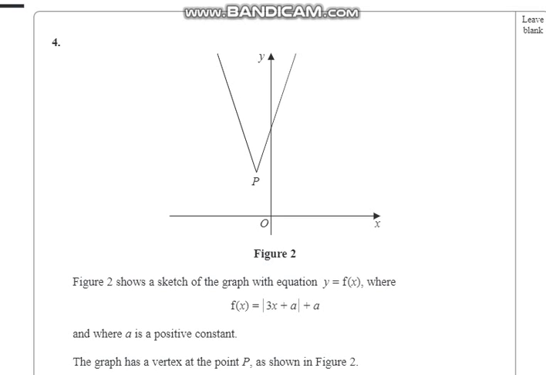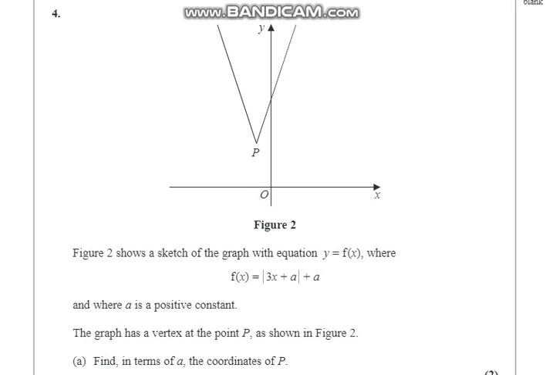Figure 2 shows a sketch of a graph with equation y equal to f of x, where f of x is the modulus of 3x plus a, modulus closed, plus a, where a is a positive constant. The graph has a vertex at the point P as shown in figure 2. Find in terms of a the coordinates of P.